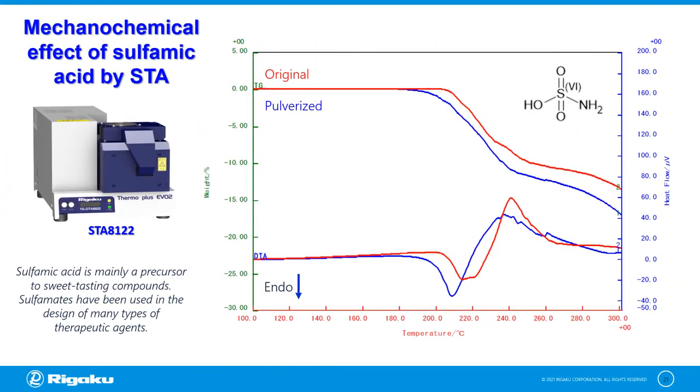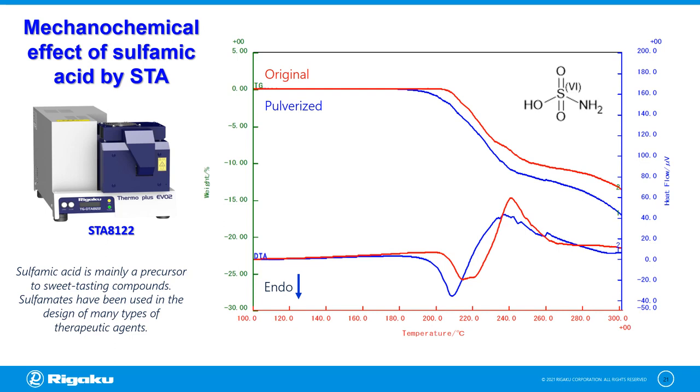The mechanochemical effect in pharmaceuticals does not only affect reactions such as phase transitions or melting behavior, but also shows a difference in thermal decomposition behavior of a material. In this case, the STA is the most suitable method.